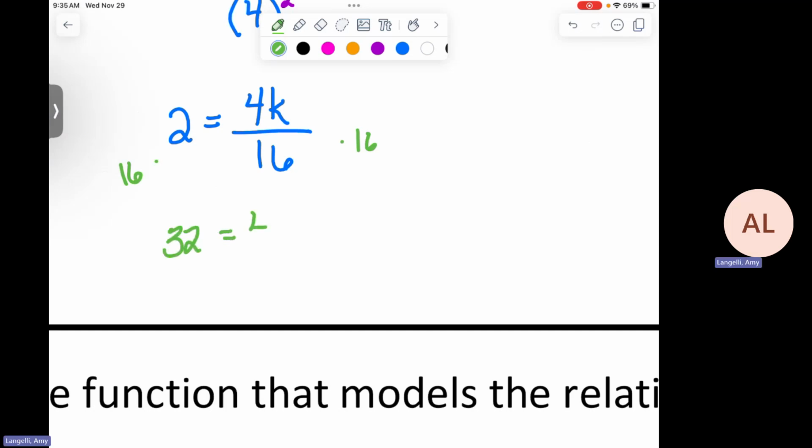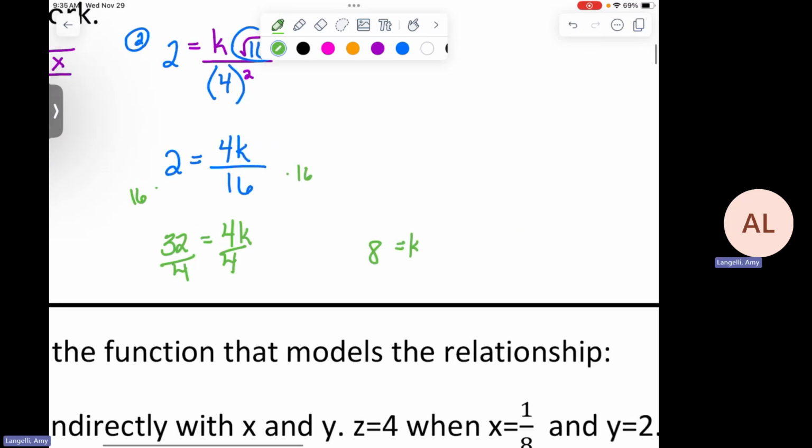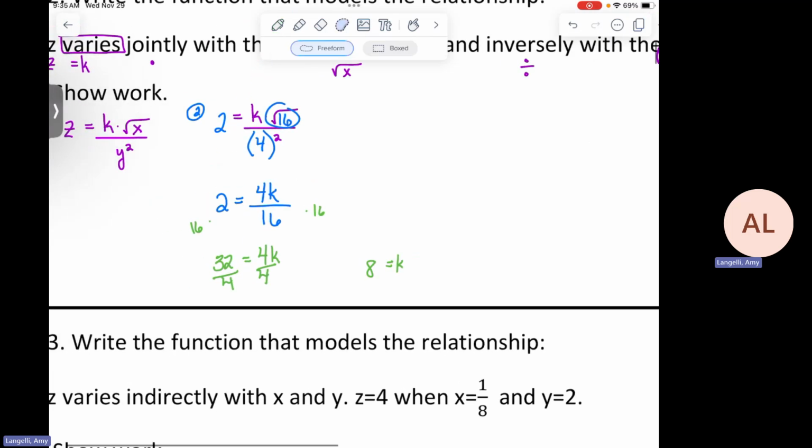equals, divide by, and K is, yeah, good. All right, that's good. That was fast. Step 3 is to put that in for K. Go back to step what here? Go back to step 1.